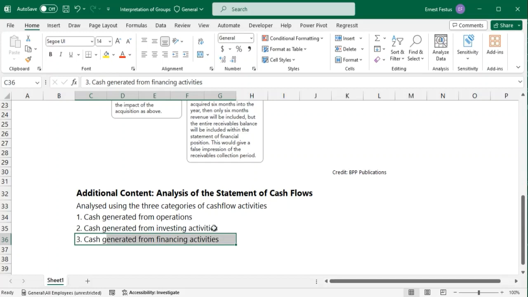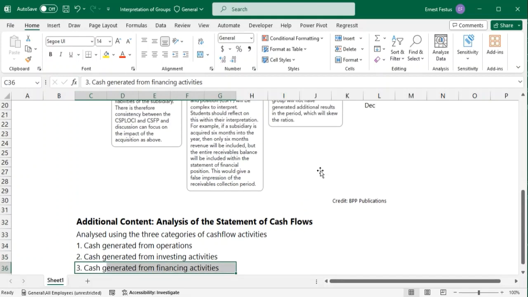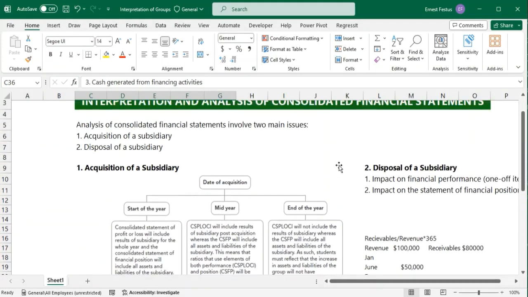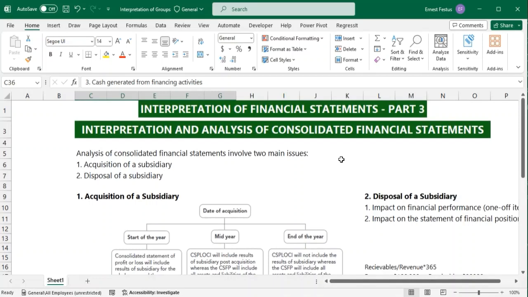So you have to consider all these one-off items in the investing activities and financing activities when you're analyzing your cash flow statements. All right, so that is how I bring my short video to an end. I hope you have learned how to interpret and analyze consolidated financial statements. All right, so this is my third and my last video on interpretation of financial statements.